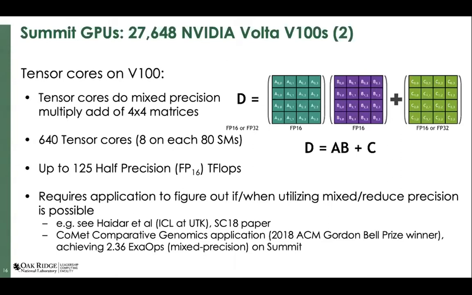A and B can be half precision matrices, while C and D can be either half or single precision. So this enables applications to get better performance by reducing their precision. So we have certain publications come out of this.